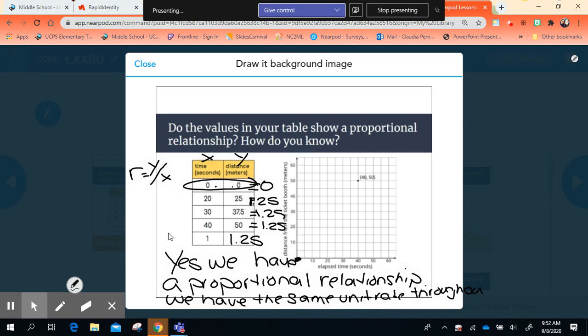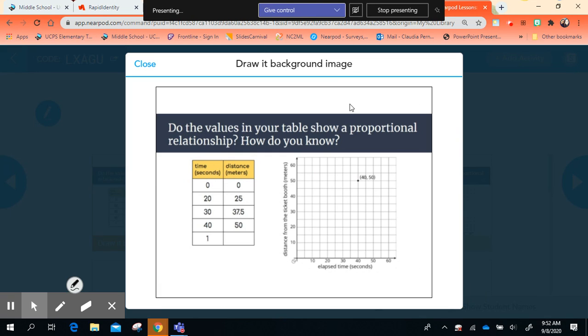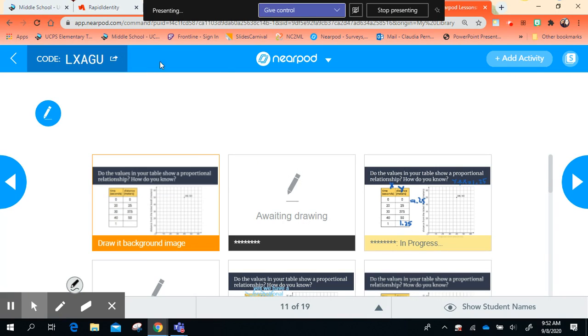Okay, so we know that the table is proportional. That means that the graph obviously is going to be proportional. But we also need to know, how do we know that a graph is proportional just by looking at a graph? So that's what we're looking at today.